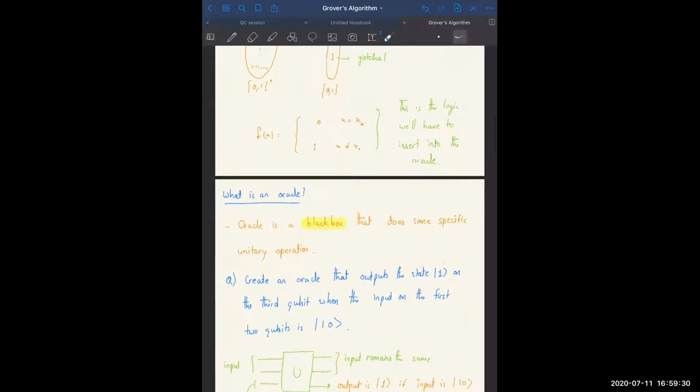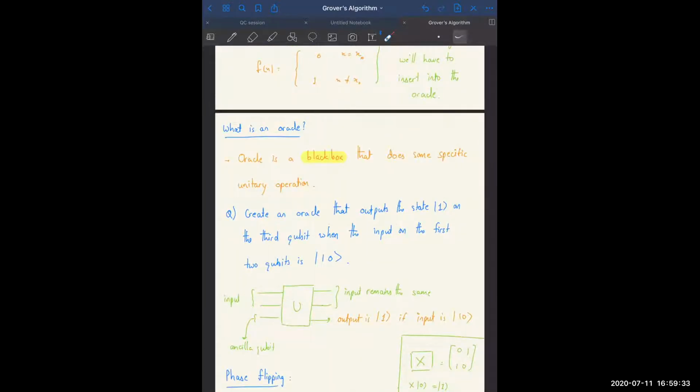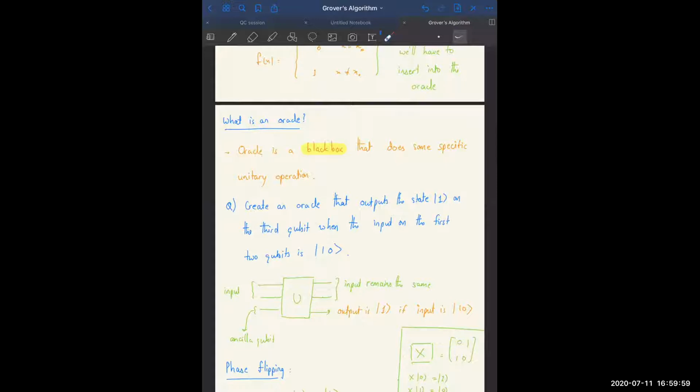Okay, and how we'll go about this is we'll look at a few terminologies, understand them, and then look at the complete algorithm. Okay. So let's look at what an oracle is. An oracle is nothing but, as you've learned, all operations are unitary operations. So an oracle is a black box that takes some state as input and then gives some state as output, and it's a unitary operation. So based on what type of question you have, for example, if you look down, there's a question that says, create an oracle that outputs a state 1 on the third qubit. So we want the state 1 on this third qubit when the input on the first 2 qubits is 1, 0. So if I put 1, 0, then I should get a 1 over here. And for any other value, I should get a 0 over here.